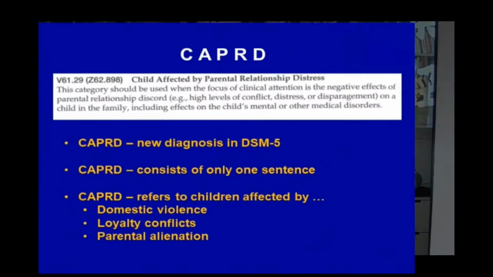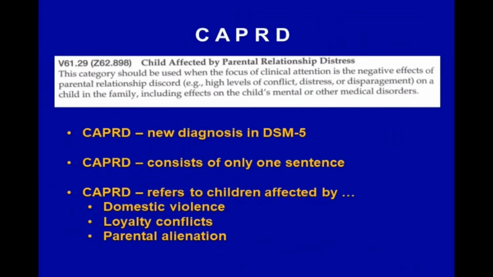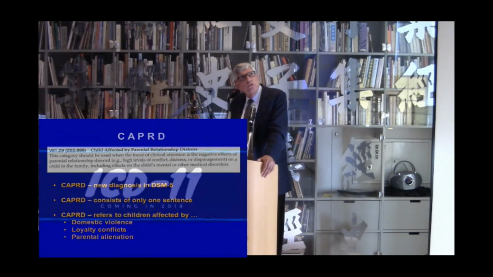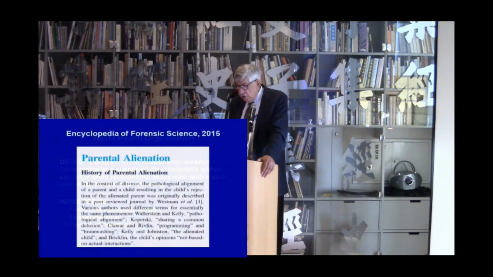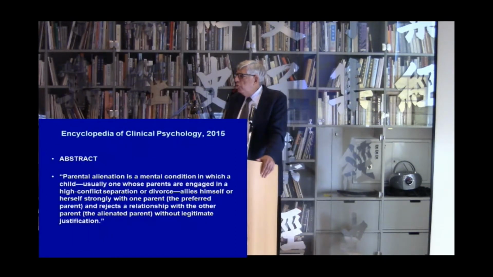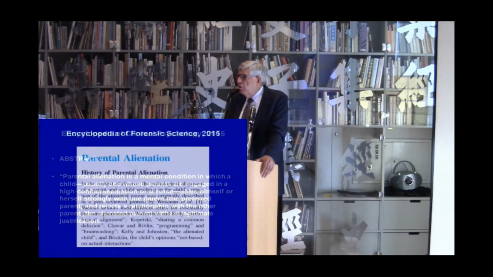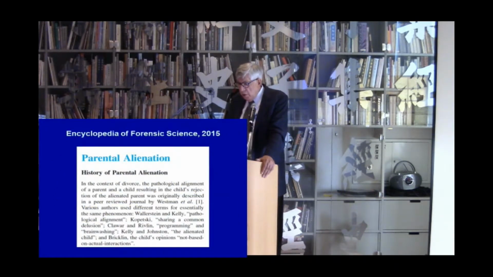And the biggest one is this, we call this CAPRD, child affected by parental relationship distress. This was never in the DSM before. This was a brand new diagnosis that was put there, and the people who put it there discussed parental alienation as a thing that they were interested in. It only consists of this one sentence. I mean, it's really unusual to have a DSM diagnosis that only consists of one sentence, but there it is. And it doesn't simply refer to parental alienation. Children affected by family conflict includes kids who are affected by domestic violence, kids who have loyalty conflicts because their mom and dad are in a fight and the kid is caught in the middle, and kids with parental alienation. So CAPRD covers a lot of territory.